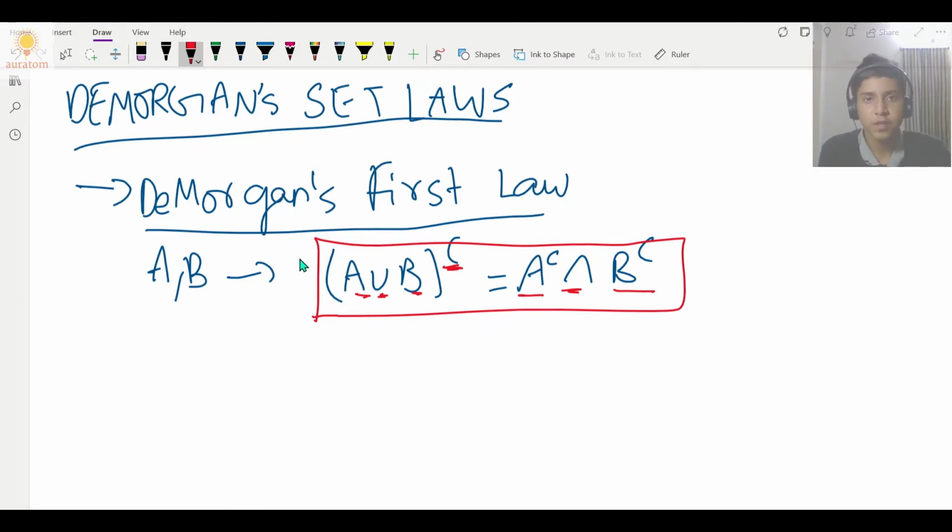Let me try to prove it now, and the way we are going to do it is by Venn diagrams. In the proof, we are going to shade this part in Venn diagrams, and we are going to shade this part in Venn diagrams. If you do it carefully, we'll observe that the two shaded parts, the left hand side and the right hand side, will have equal shaded areas. If the shaded areas are the same, then the sets are the same, right? That would be like proving this relation itself. So let's do that now.